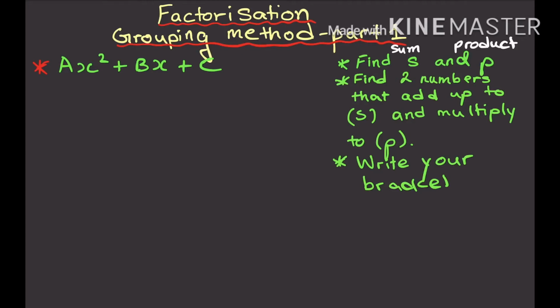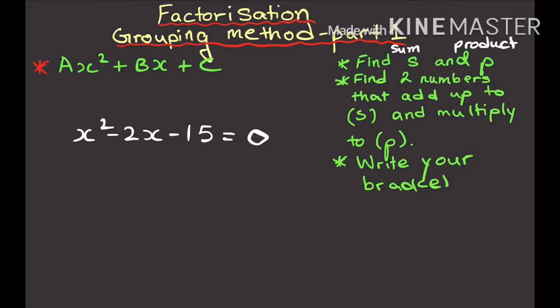Let's start with a very, very basic example of a quadratic equation. I have x squared minus 2x minus 15 equals to 0. So let's say the question has given you this and it tells you to factorize it.